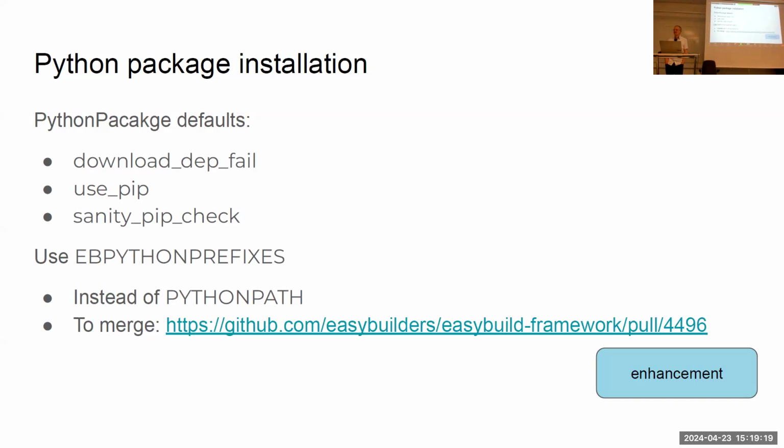Just repeating what was said for the remote people. I think the only issue with this is that everybody knows Python path, but nobody knows EB Python prefixes. So Kenneth's comment was that everybody knows what Python path is, but very few people, even who use EasyBuild, probably know what EB Python prefixes is, unless you've looked under the hood of what's happening. But part of that is probably us documenting and making it really clear what's going on and why.